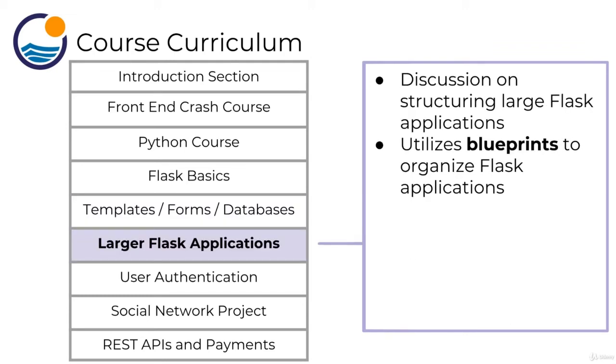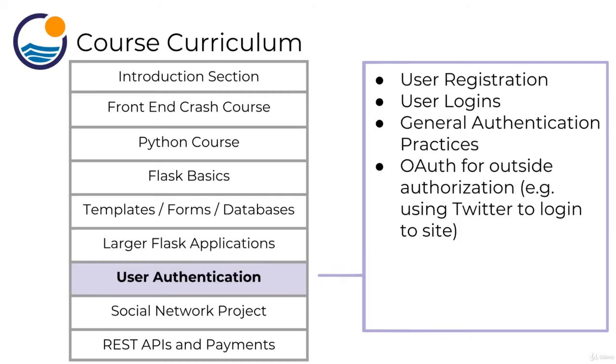So then we start talking about our more advanced topics, such as how to actually structure larger Flask applications. The previous lectures before this talk about more simplified applications, but here we're really going to have an in-depth discussion on how we utilize something called blueprints to organize Flask applications that can scale to a much larger structure. Then we talk about things like user authentication, so we'll have a whole section on that.